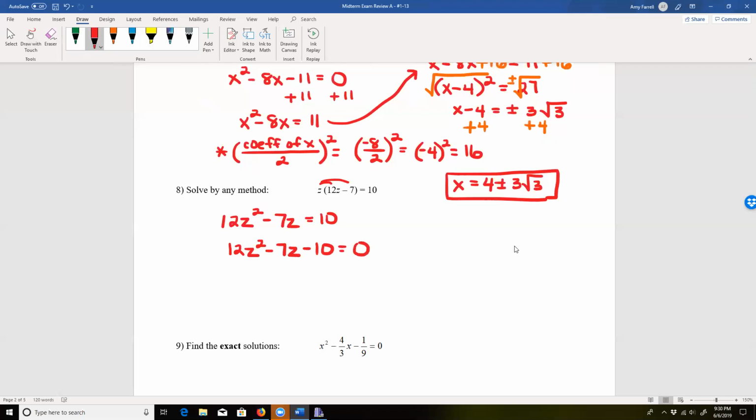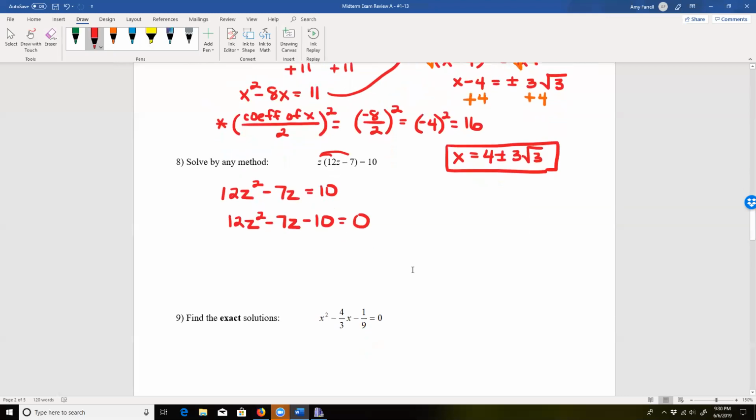Now it does say solve by any method. I definitely wouldn't complete the square. We just did that, and you'd have to divide through by 12, and none of the terms are divisible by 12, except for the first one. So that would be really tough to complete the square. So I would either factor or use the quadratic formula. This one does factor. I know that because I wrote this question. But I think I'm going to use the quadratic formula. I just feel like there's a lot more flexibility with it.